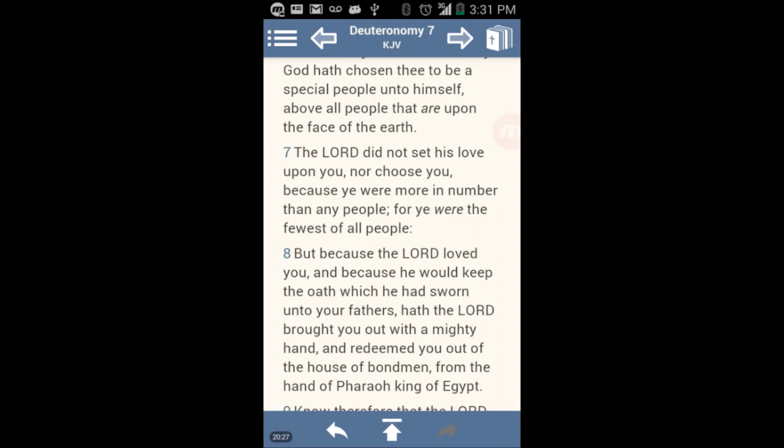And say, because the Lord loved you, Deuteronomy 7:8, and because he would keep the oath which he had sworn to your fathers, how the Lord brought you out with a mighty hand and redeemed you out of the house of bondmen from the hand of Pharaoh, the king of Egypt. All right. So, yeah, that's what it's all about.